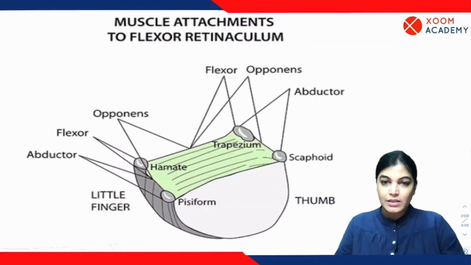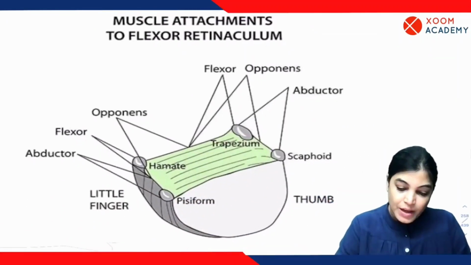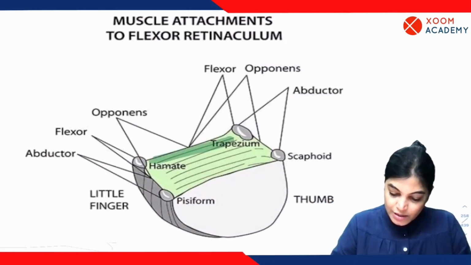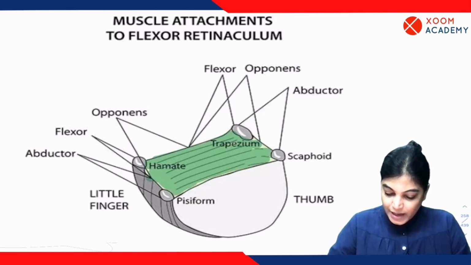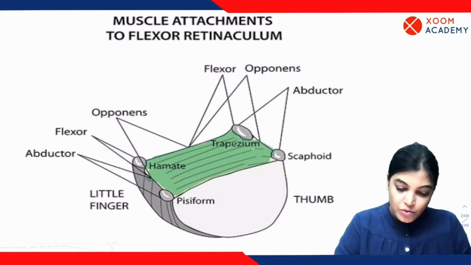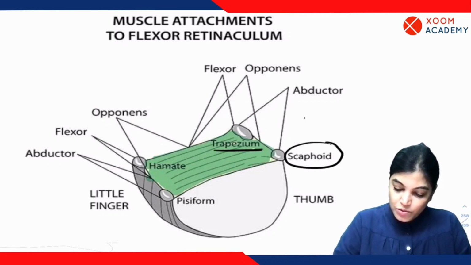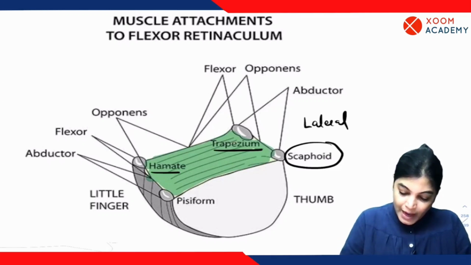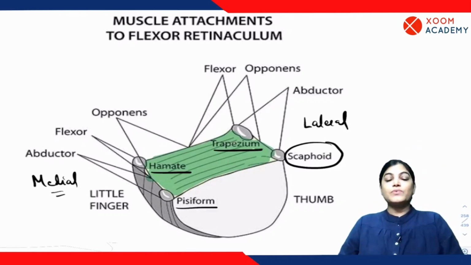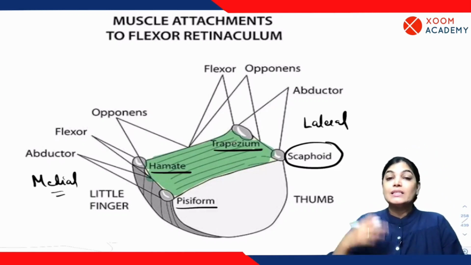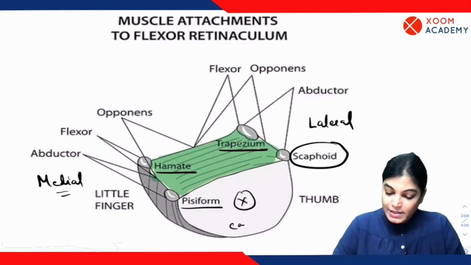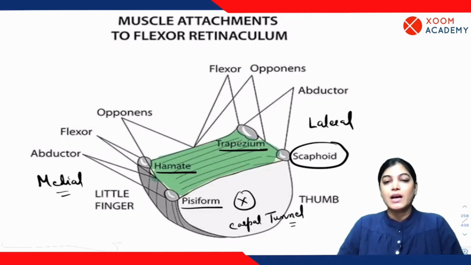Now, I would like to show you this diagram. This diagram is showing you the flexor retinaculum. This green colored structure which you are seeing is the flexor retinaculum. Below the flexor retinaculum, there is a space, called the carpal tunnel. You can clearly visualize that scaphoid bone and trapezium are the two carpal bones giving its lateral attachment. Hamate and pisiform form its medial attachment, and this green structure is called flexor retinaculum or transverse carpal ligament. The space lying below is called the carpal tunnel.